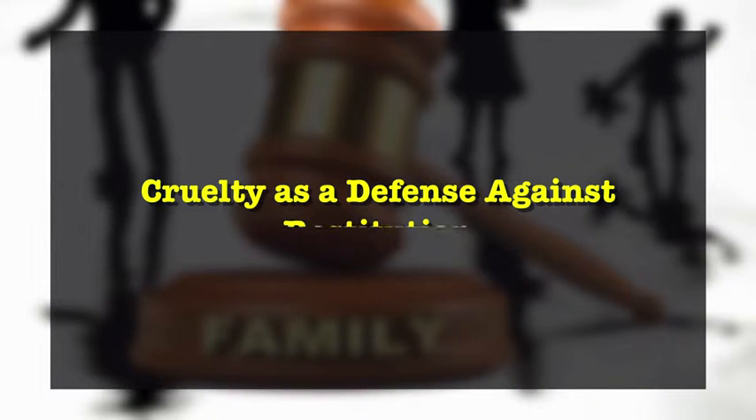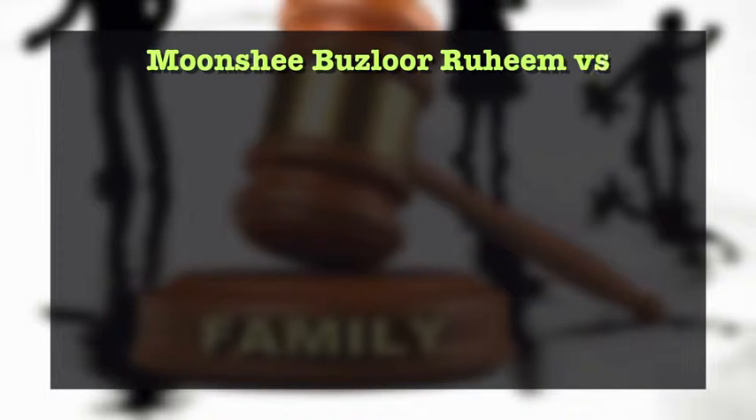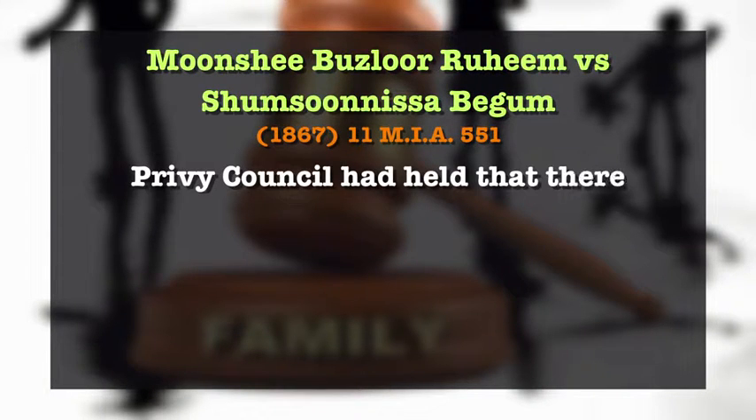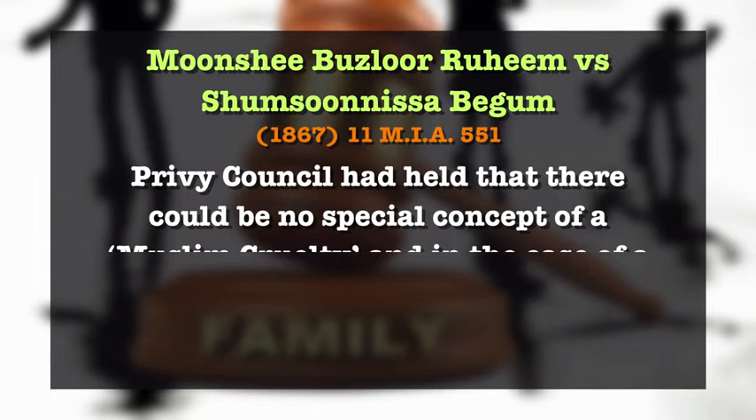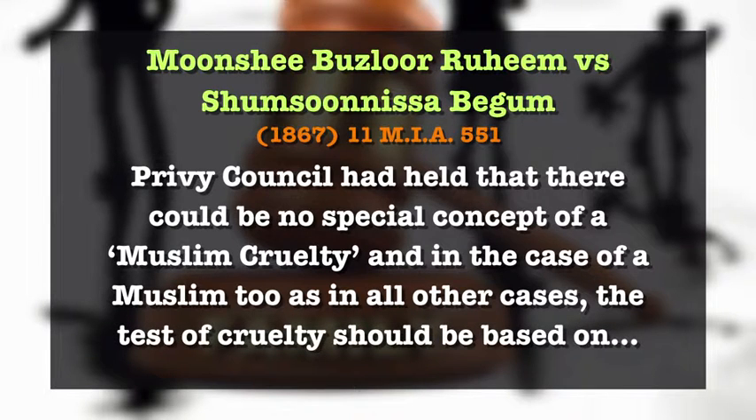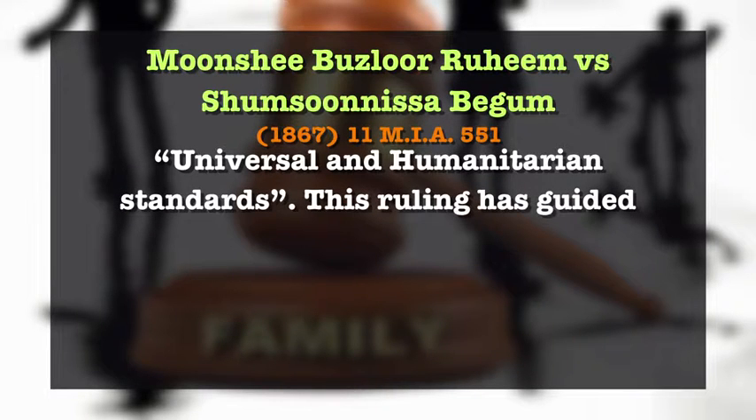Now let's look at cruelty as a defense against restitution. Where a husband who has treated the wife with cruelty afterwards claims restitution of conjugal rights against her while she has withdrawn from his company, the court may not oblige him. As regards the test of cruelty, in the case of Munshi Bazlor Rahim versus Shamsunisa Begum, the Privy Council had held that there could be no special concept of Muslim cruelty. And in the case of a Muslim too, as in all other cases, the test of cruelty should be based on universal and humanitarian standards.